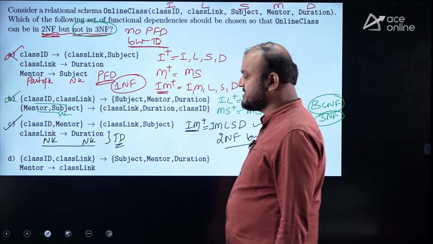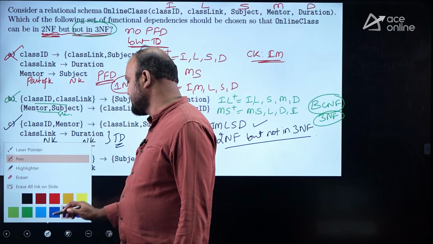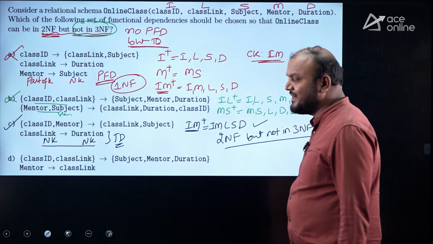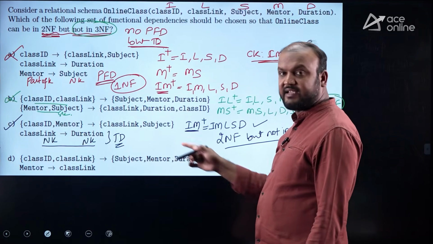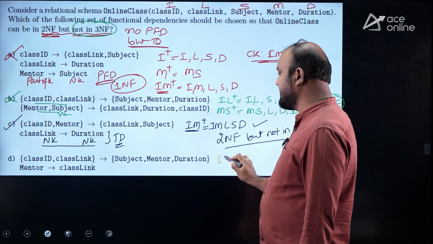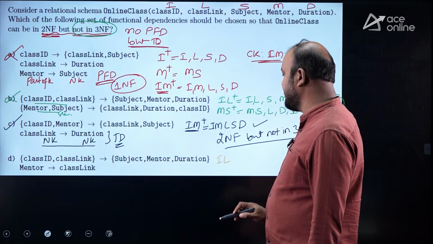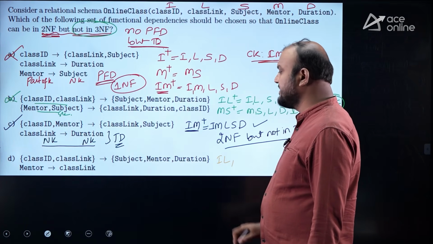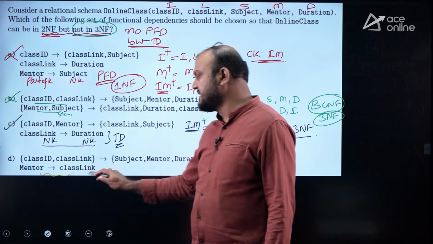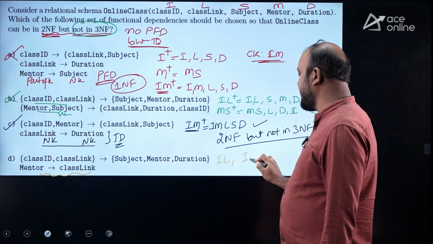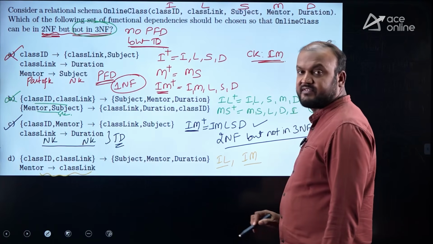Okay, let's check the last option D also, just for reference. Option D, class ID to class link. By looking we can understand ID comma link is a key. And here mentor to class link is there, so link can be replaced with mentor. So IM is also a key.